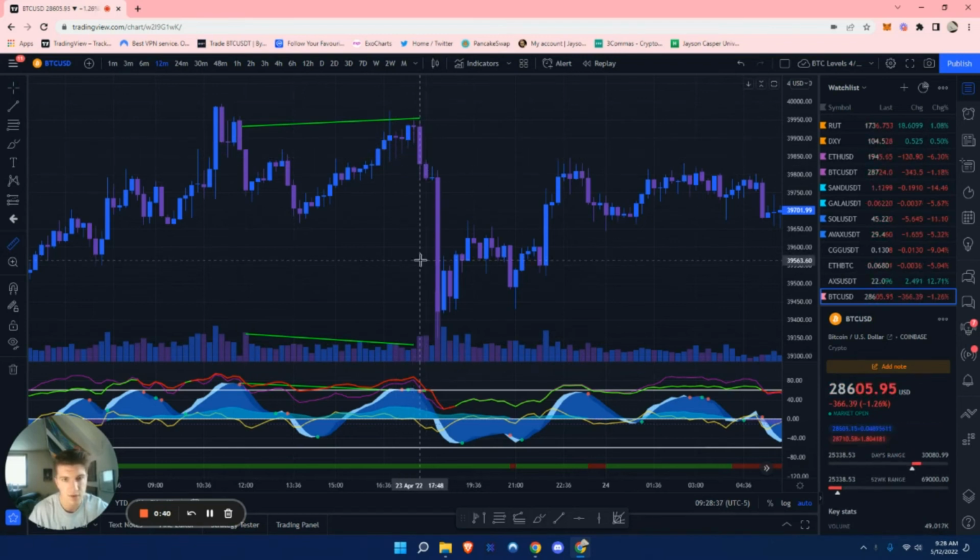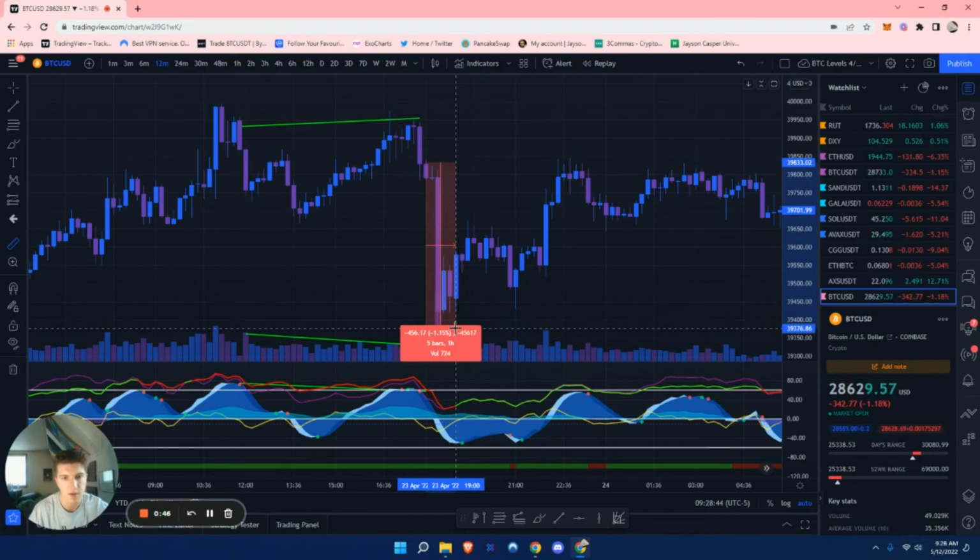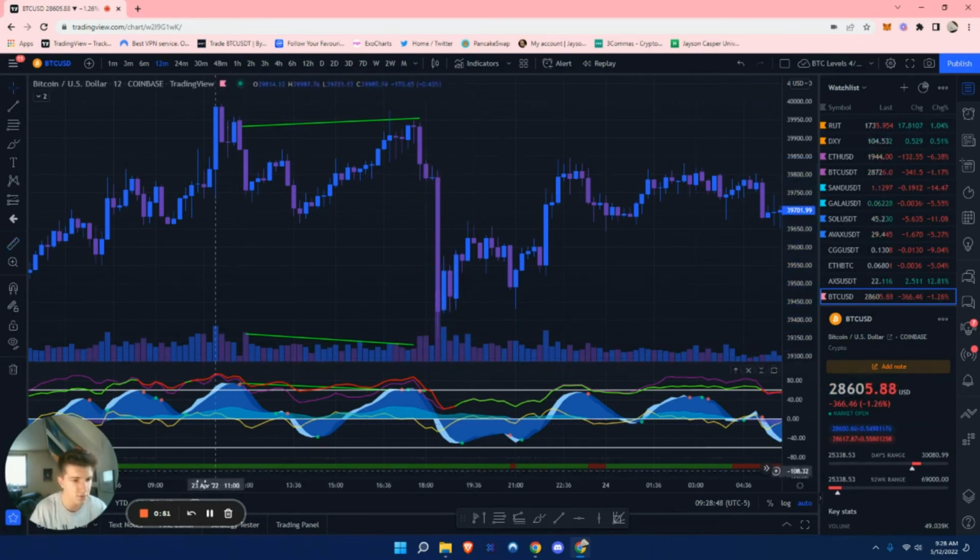And so if you would have entered on the confirmation of this green dot right here, you would have entered right here, and you would have had a pretty good scalp of roughly 1.5%.